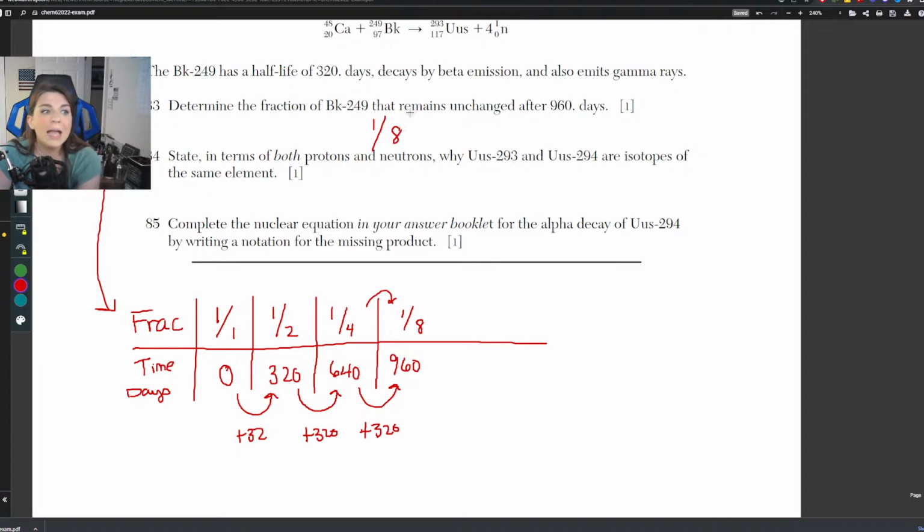Again, there's an entire video on how I do these half-lives in the setup, if that's something that you need or you're interested in. But I think this horizontal table is the best way to do it.